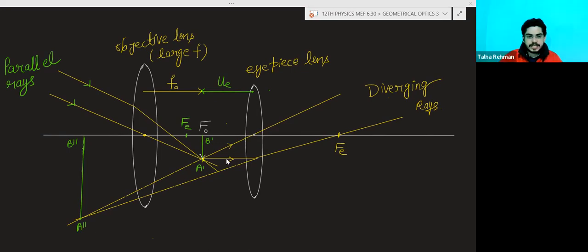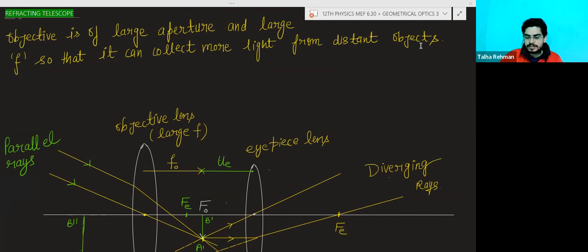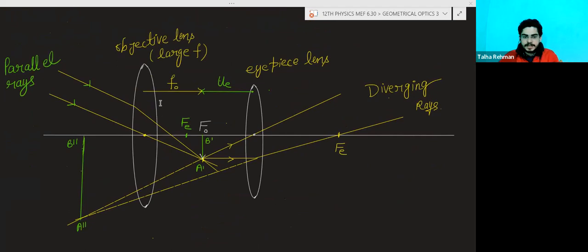Actually, what is happening in case of a refracting telescope, we have two lenses. One is the objective lens. The objective lens is bigger here. Now, why is the objective lens bigger? Because to collect more light. The objective lens is of large aperture and large focal length, so that it can collect more light from the distant object. So to collect more light from a distant object, this objective lens is made bigger, and this is the eyepiece lens of normal size.